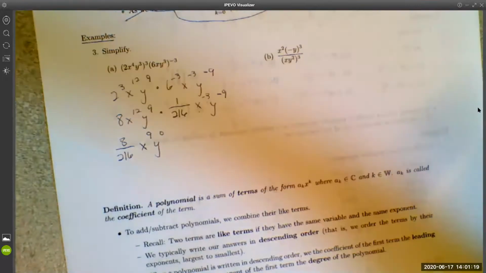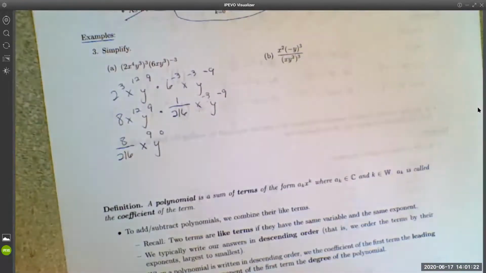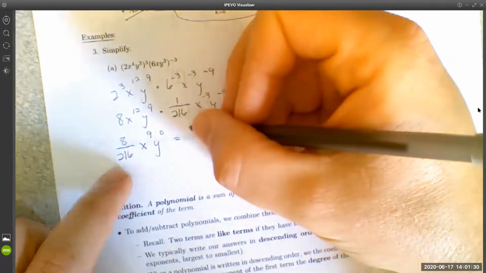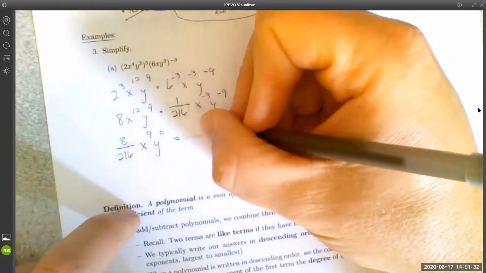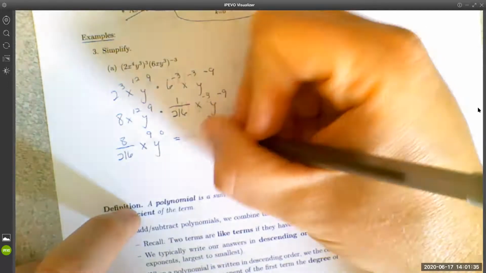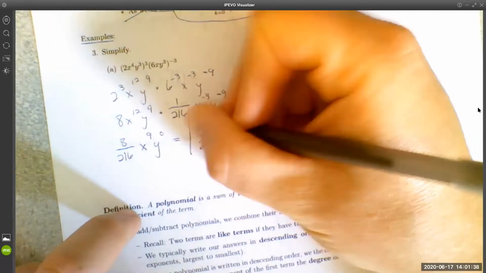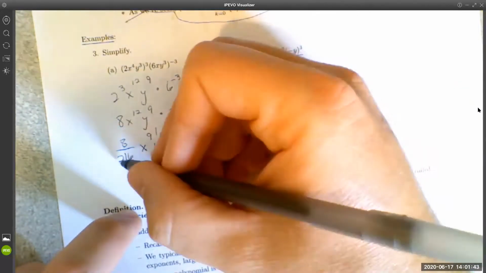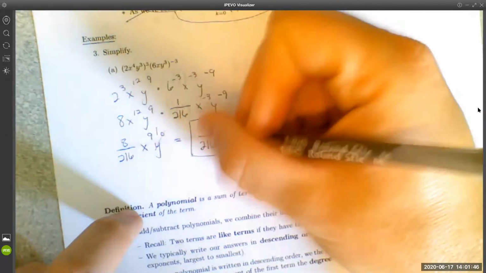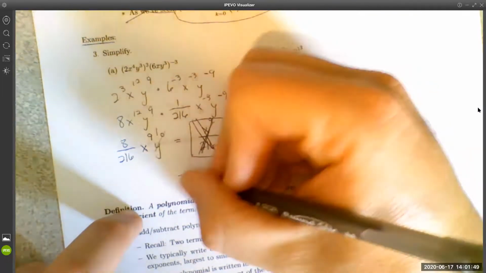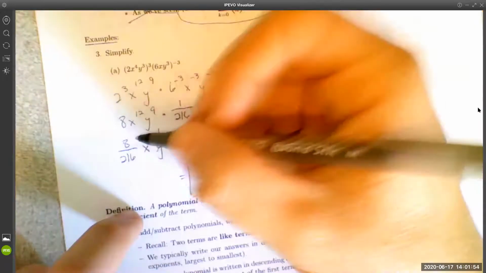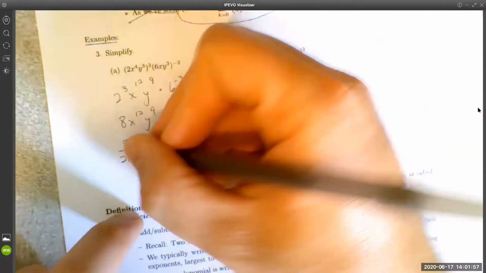So one more step. First of all, I can simplify 8 over 216. That equals 1/27th. And then x to the 9th is going to end up in the numerator. And that's it, right? Y to the 0 is just 1. This goes to, oh, not 216, 27. I'm sorry. Let me do this again. X to the 9th over 27 is what you should end up with. Right, because this reduces.